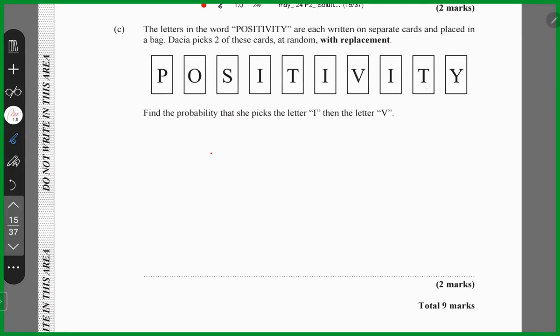First of all, let's count the number of letters. It's 1, 2, 3, 4, 5, 6, 7, 8, 9, 10. There are 10 letters. Now, there are a total of what? 1, 2, 3 I's. So the probability of getting an I is equal to 3 out of 10. And the probability of getting a V, there's only one V, is 1 out of what? 10.